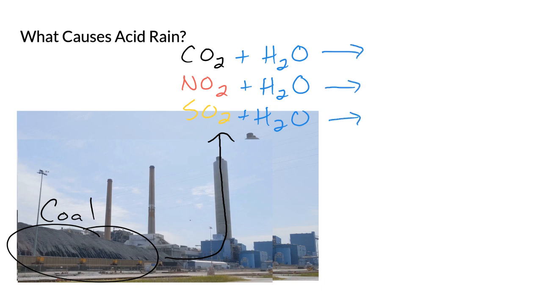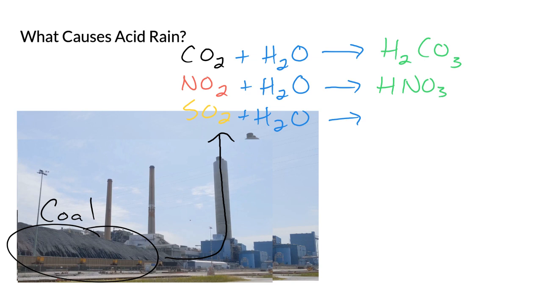And when they react, they make acids. And so we get carbonic acid from carbon dioxide. That's a pretty mild acid, so that's not super serious. But then from nitrogen dioxide, we get nitric acid, which is a much stronger, much more corrosive acid. And then from sulfur dioxide, which we only get from coal.